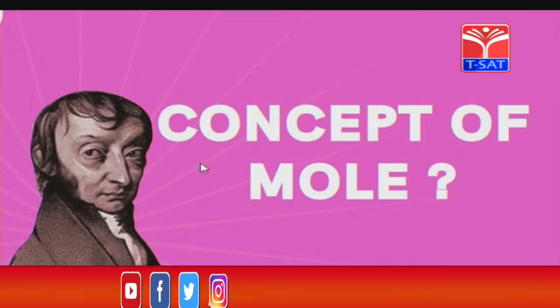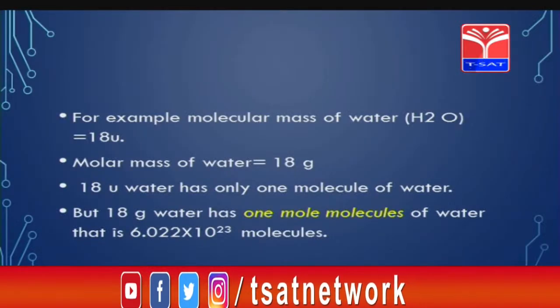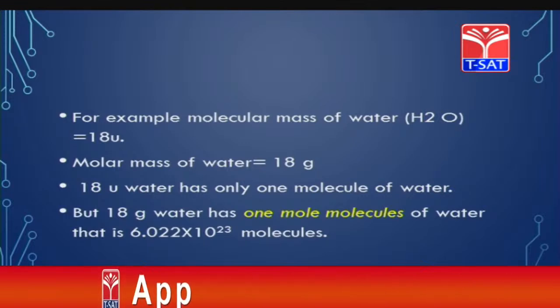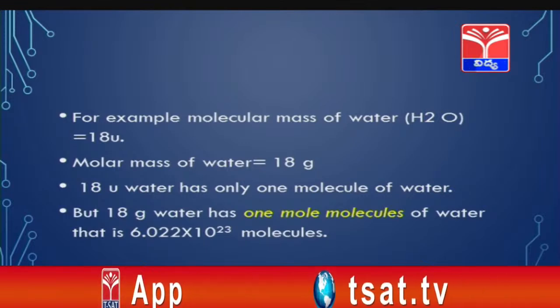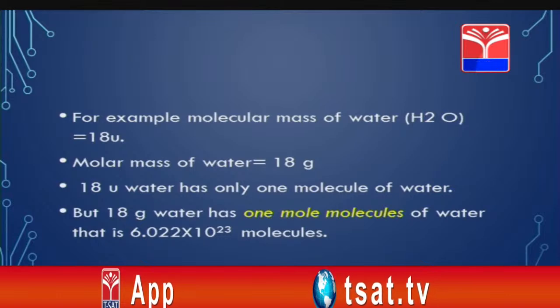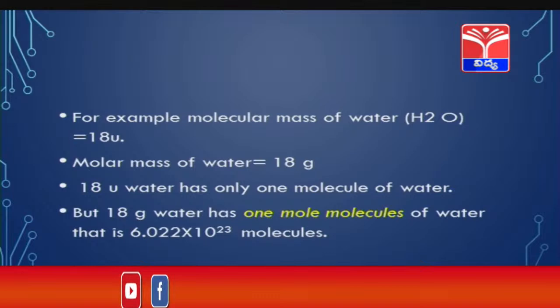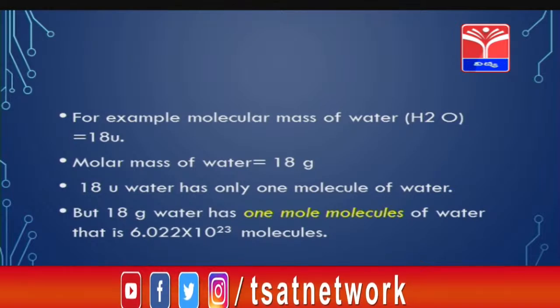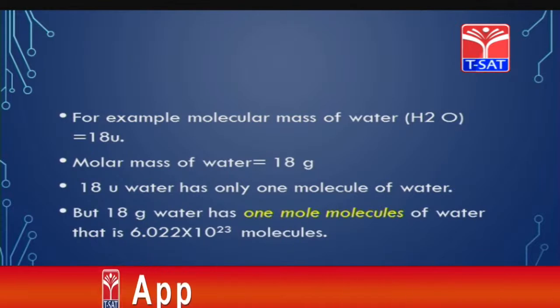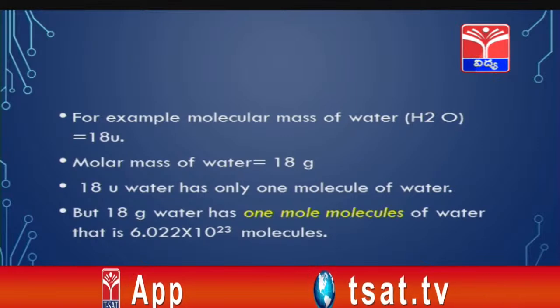He is Mr. Avogadro. So, for example, if the molecular mass of water is 18 mu, then the molecular mass of water is said to be 18 grams. So, 18 mu water has only one molecule of water, but 18 grams of water has 1 mole of water molecules, that is equal to 6.022 into 10 to the power 23 molecules.